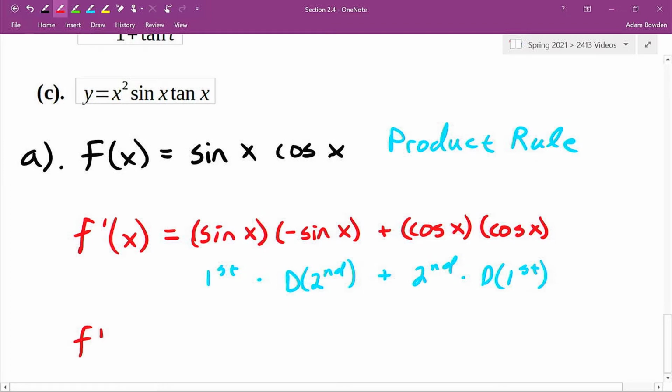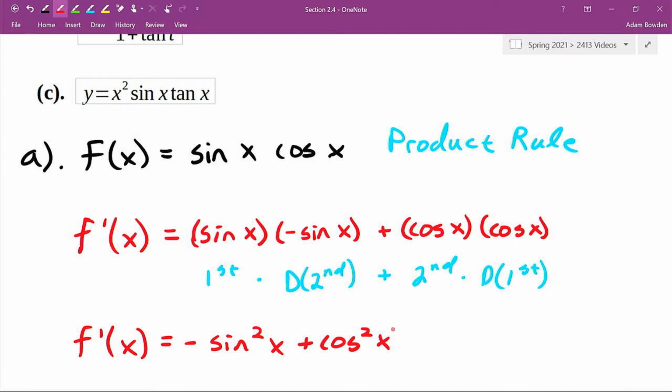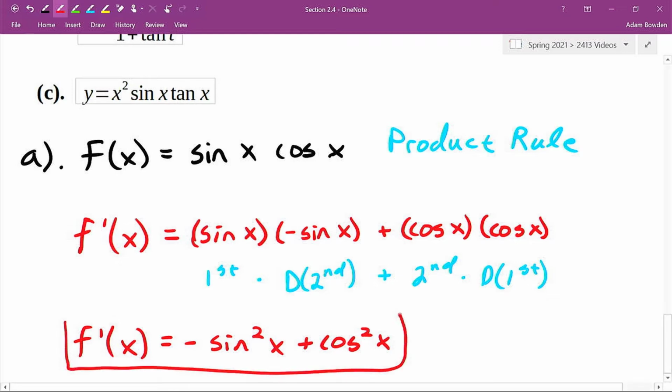So our derivative f prime of x is going to be equal to negative sine squared x plus cosine squared x. If you recall some of the identities for the trigonometric functions, this is almost similar to one identity that says sine squared x plus cosine squared x equals 1. But because that's a negative sine squared rather than positive, this doesn't match up with any identities that we have. So this is as far as we'll be able to simplify it.